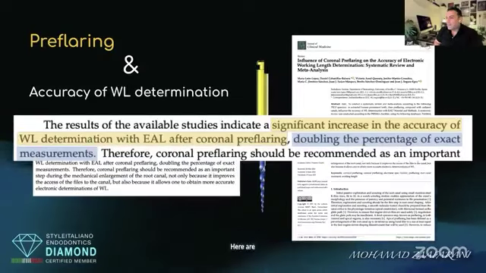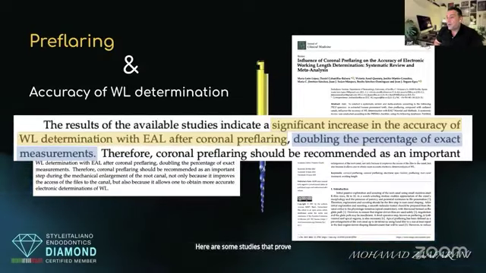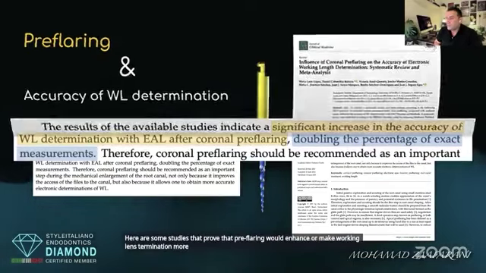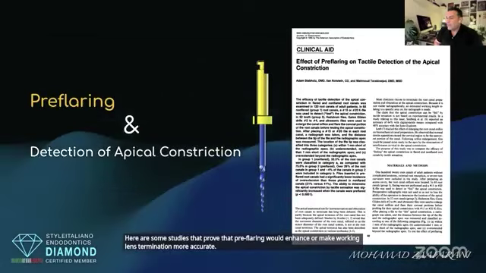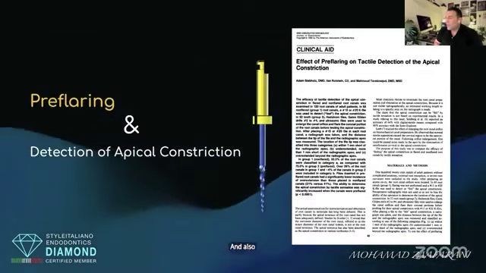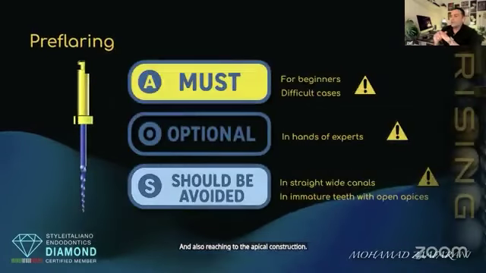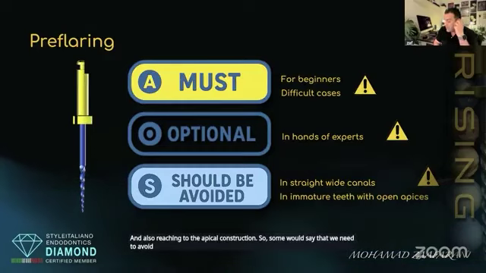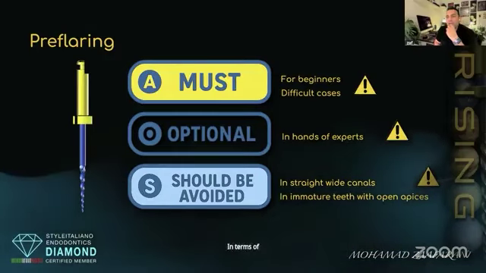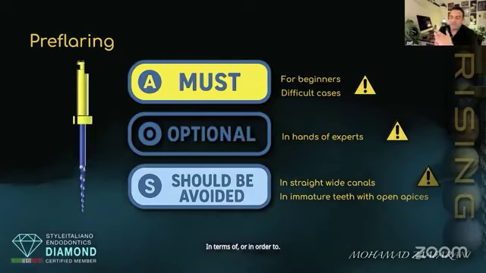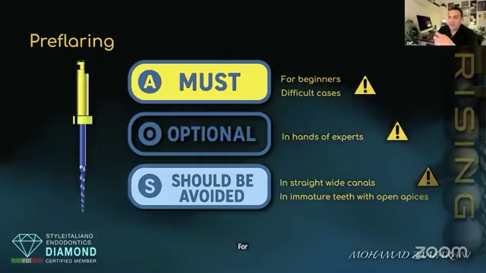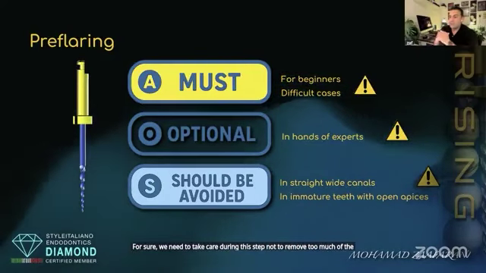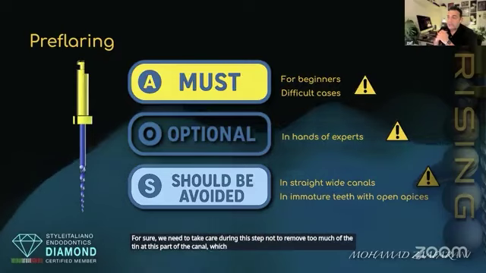Here are some studies that prove that pre-flaring would enhance or make working length determination more accurate, and also reaching the apical constriction. Some would say that we need to avoid the pre-flaring step in order to preserve the pericervical dentine. For sure, we need to take care during this step not to remove too much dentine at this part of the canal, which we know is very important.